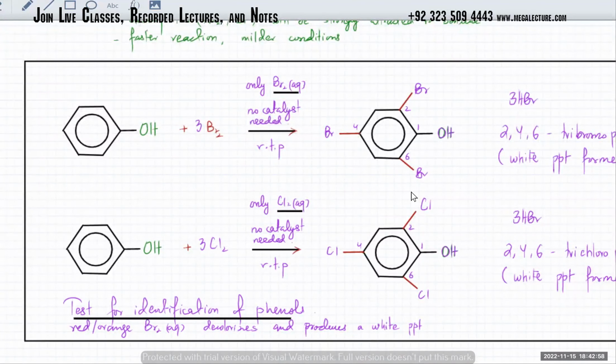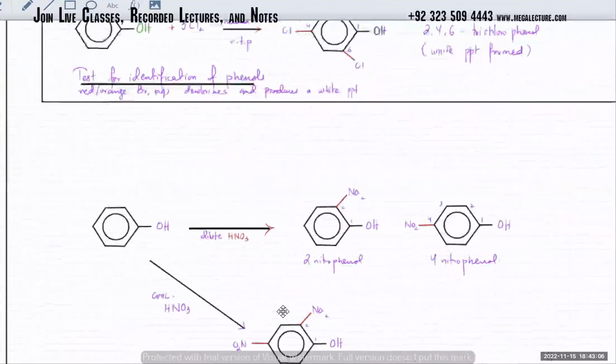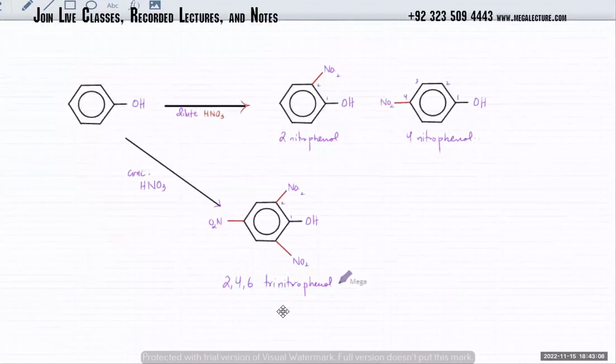Previously, only one Br would get attached. That was the more likely scenario. Now, Br will get attached to all three positions. Same situation with nitration as well. Previously you needed concentrated sulfuric acid as a catalyst. अब you don't need a catalyst. No catalyst needed.